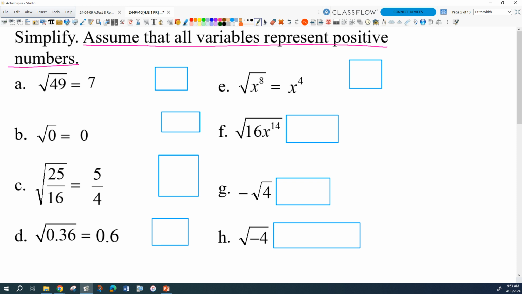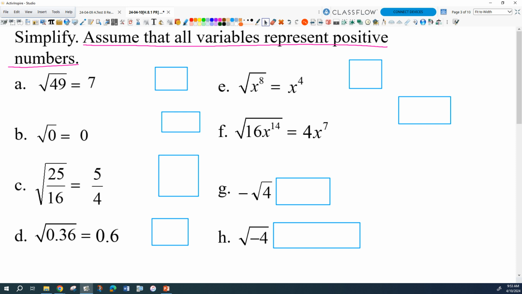What about this one? 4x to the 7th. Square root of 16 is 4. Square root of x to the 14th is x to the 7th. Good. Okay. How about this one? -2. What about that negative? How does the negative impact things? It tells you not to use the... Okay, it remains on the outside.